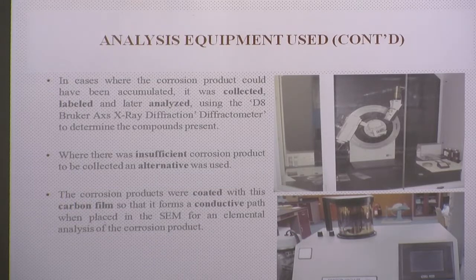Right. Now this requires a certain amount of sample, right? Sometimes you might have a few samples, but a small amount of corrosion product that isn't enough for the X-ray diffraction. What you need to do is put it in the SEM, right? And to put it in the SEM, it needs to be conductive. So we have an evaporator here, right? Which can form a conductive film on the sample, and you can then put it in the SEM for analysis.